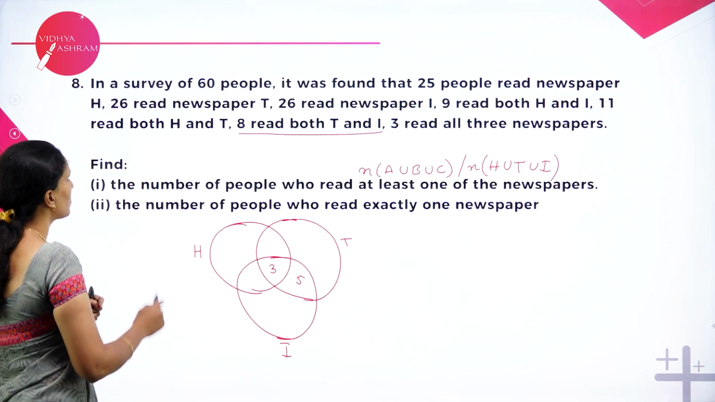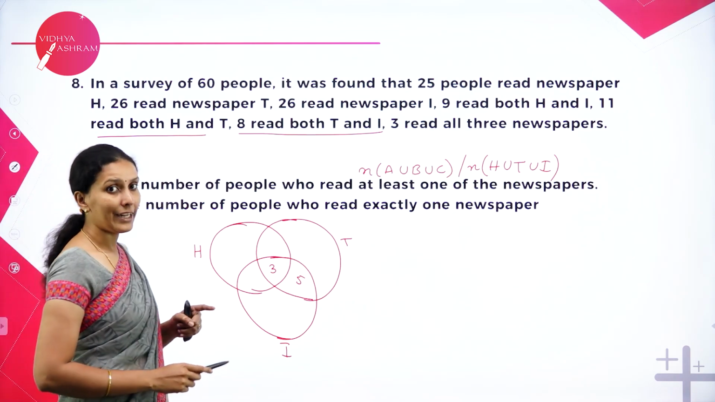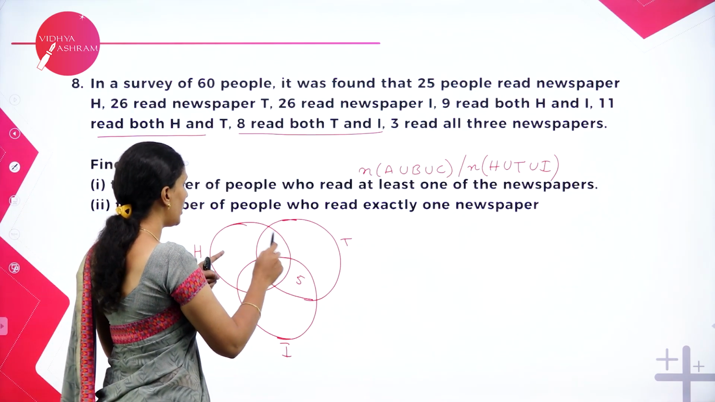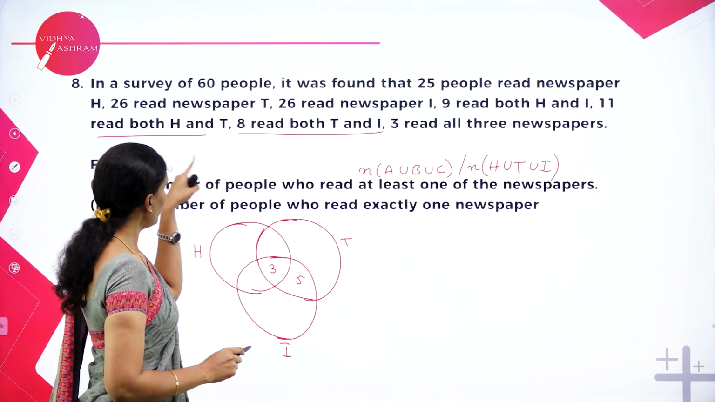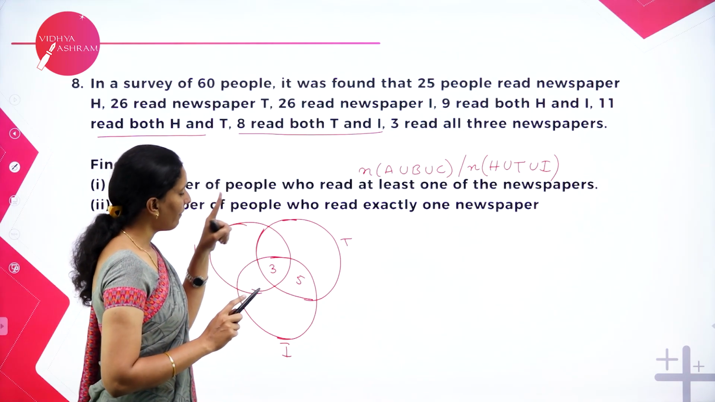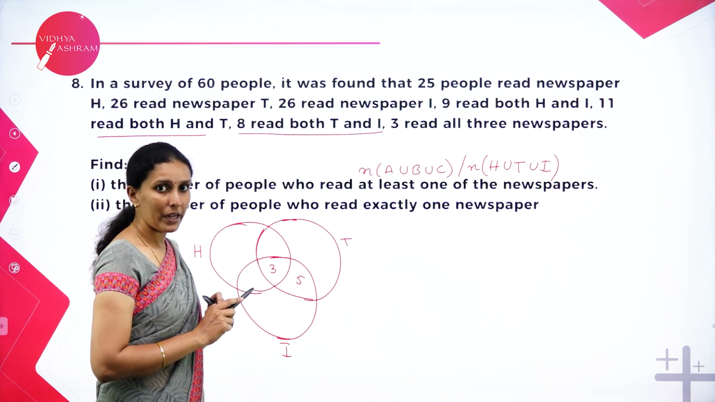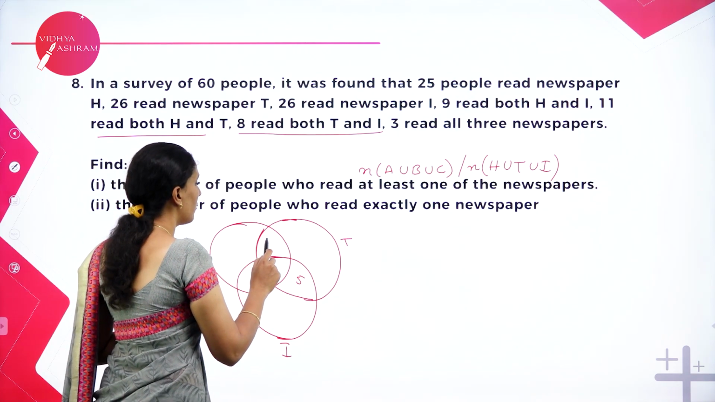The next statement is 11 read both H and T. So when I say H and T, this portion will represent the people who read both H and T, and 11 minus 3 remaining we have to write, that is we have 8.